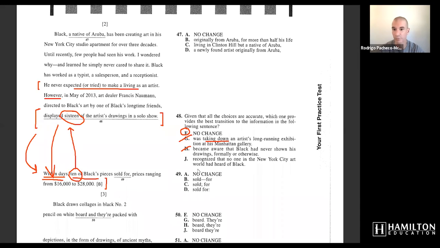And J: that the artist recognized that no one in the New York City art world had heard of Black. Again, we're missing some steps here, right? So this might have been true, but then how do we get to this sentence that Black was able to sell 10 of his pieces? So we can also eliminate J.